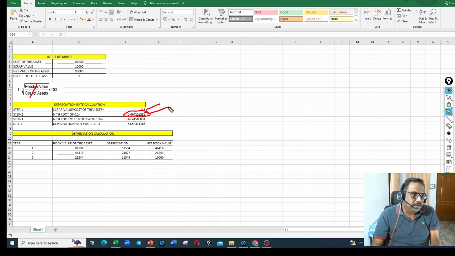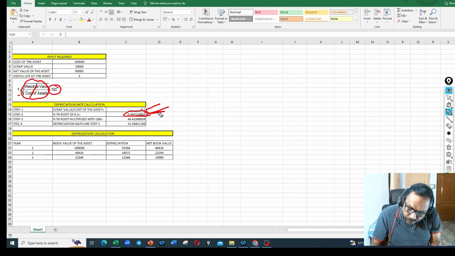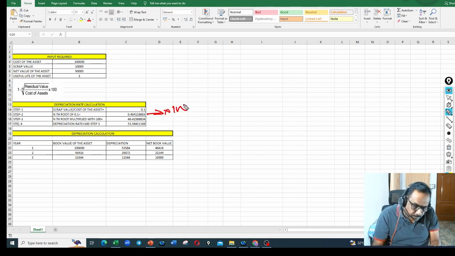Steps are over. Third step. Nth root I calculated. Now I completed this. I need to multiply that with 100. So this value, whatever I'm showing here, has to be multiplied with 100. That is what the formula says. Multiply with 100. Right? So this value I multiplied with 100.